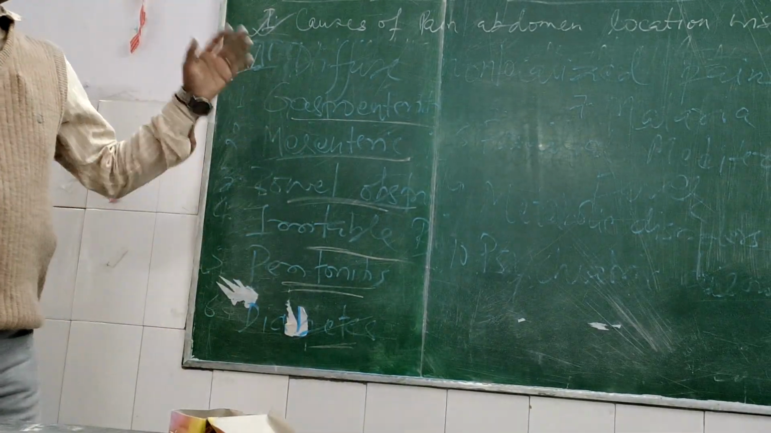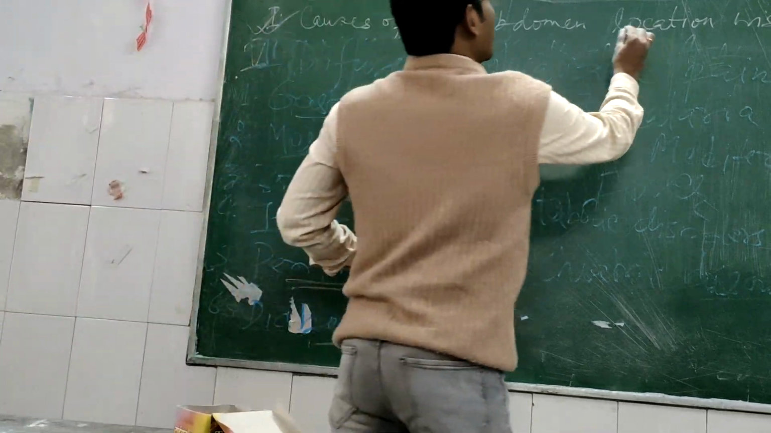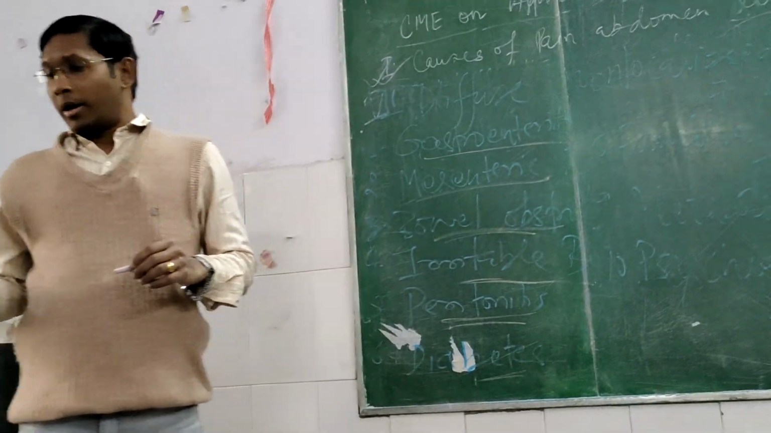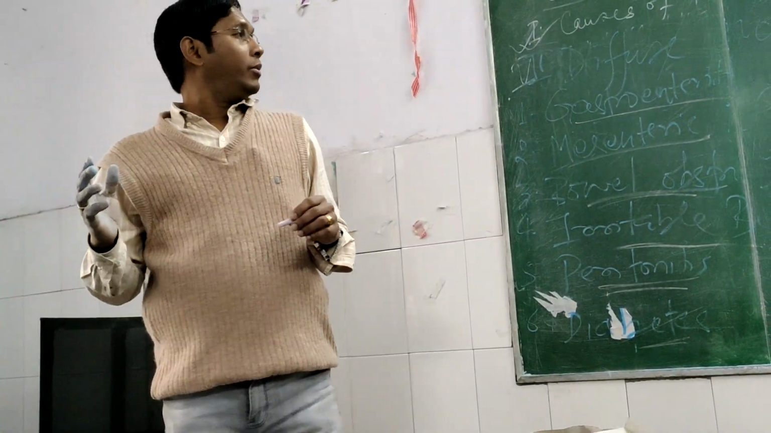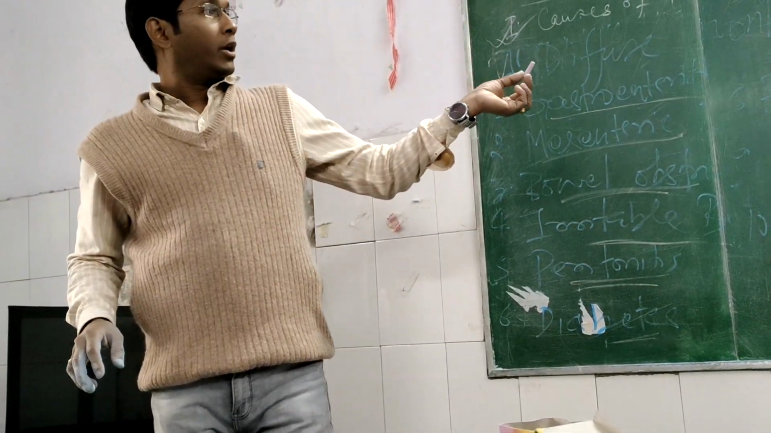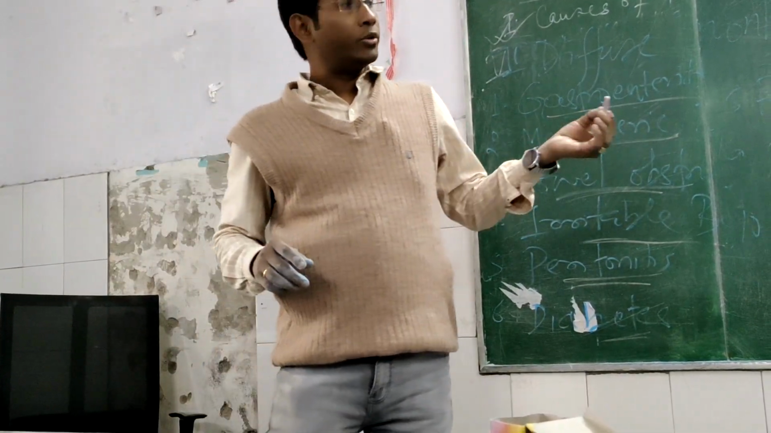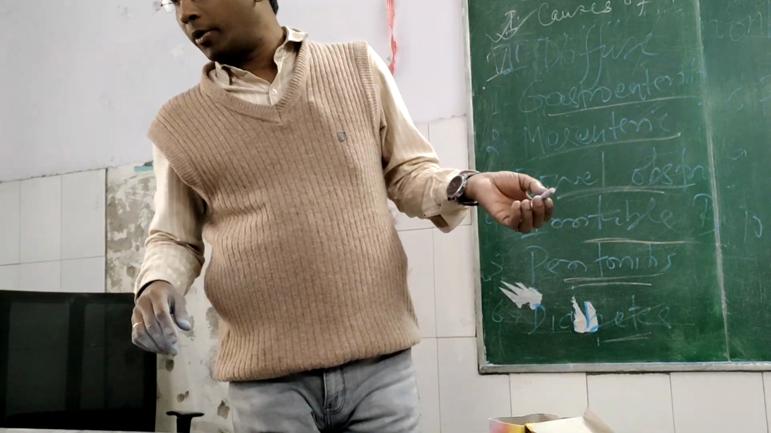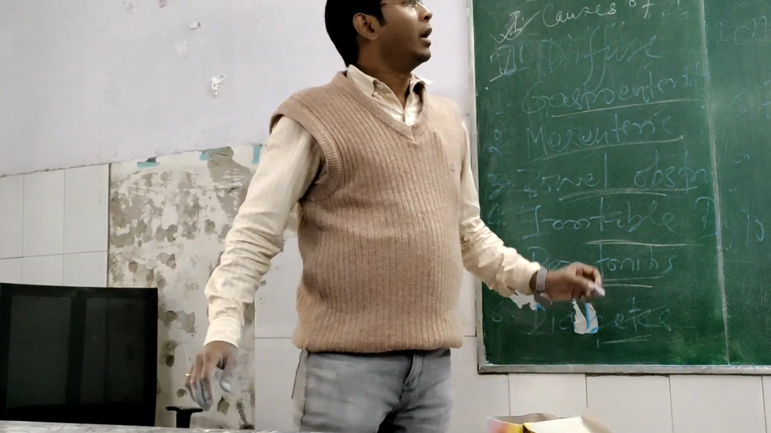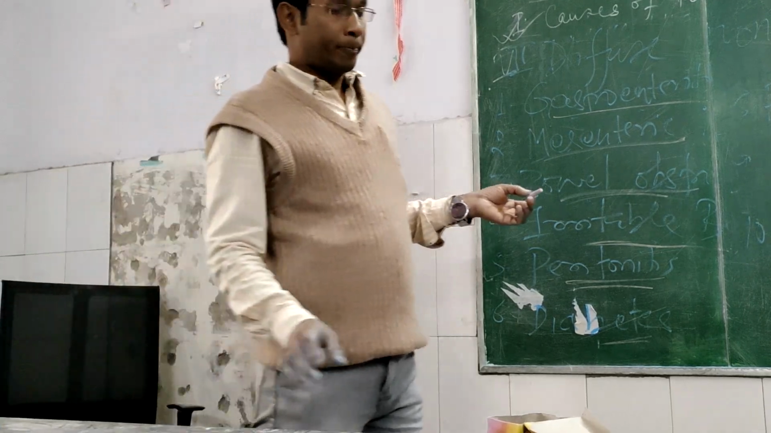So this is the complete list of causes of pain abdomen according to location. And you should remember these causes, and it will be very easy to remember them according to the organs there. If there is pain abdomen in the left upper quadrant, we should think about the spleen, the pancreas, the stomach, and accordingly we can examine as well as investigate and ultimately treat the patients.